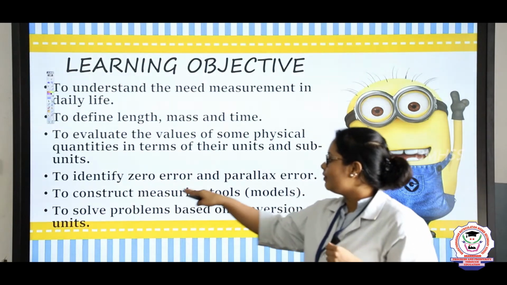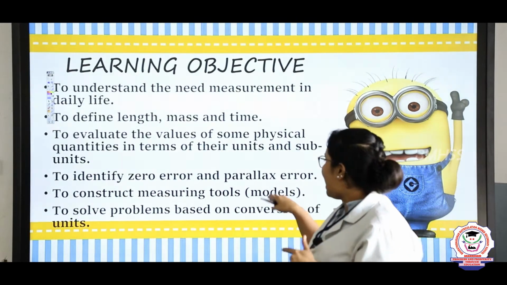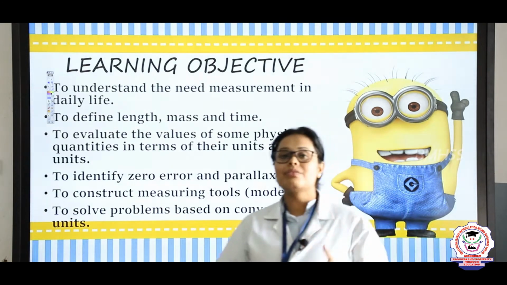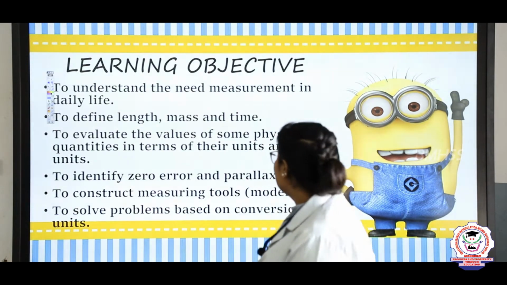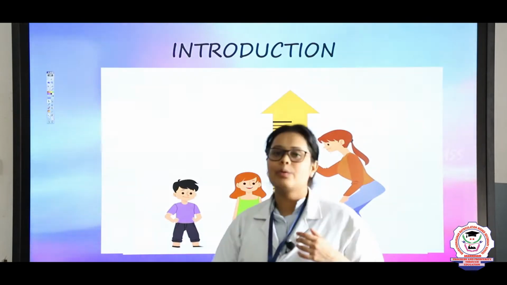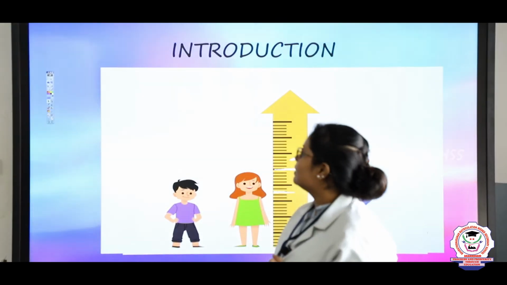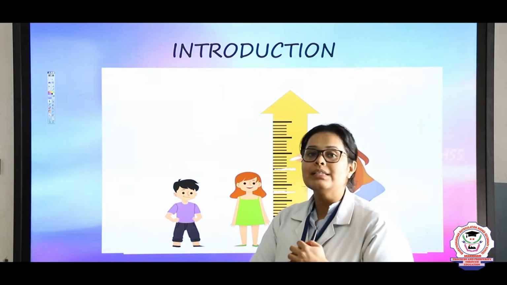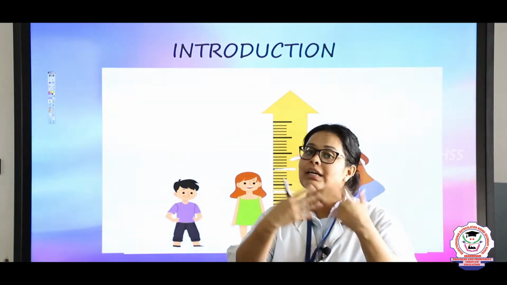Then the identifying of zero error and parallax error. Last, we are going to see how to construct a measuring tool, okay. Then some calculations we are going to see in this lesson. So students, now let's first do the introduction of this lesson. First we are going to discuss how and why we need measurements.